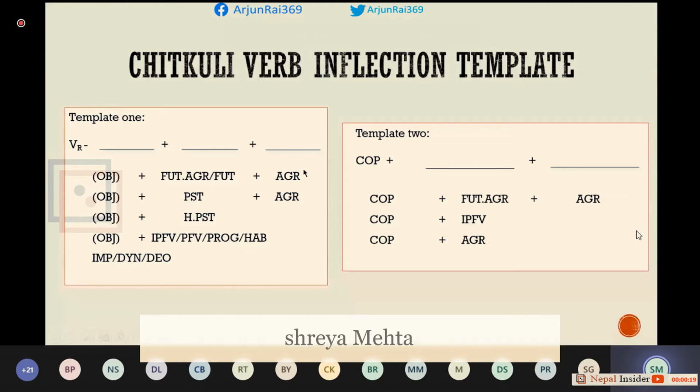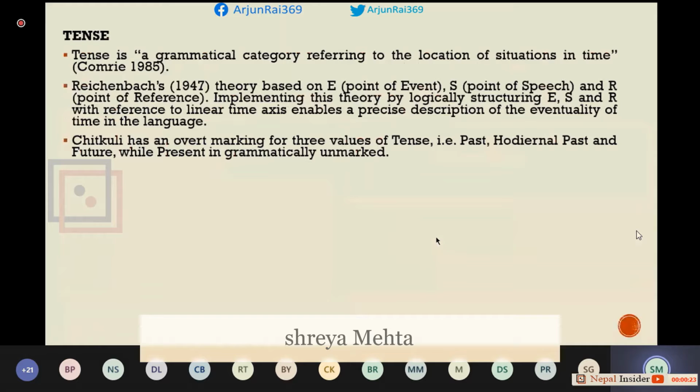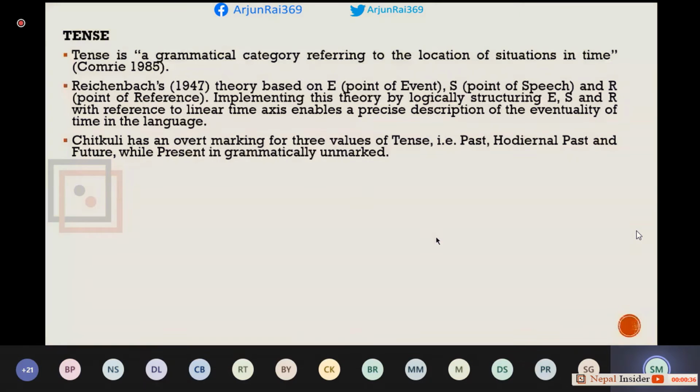Now, moving forward to tense, I'm not going to divulge the details of it, but generally, tense means you're locating a situation in time, sort of anchoring that event. And so in Chitkuli, we have past, ordinal past, and future. Present is grammatically unmarked in the language. We'll look at examples, but first, a short introduction to these.